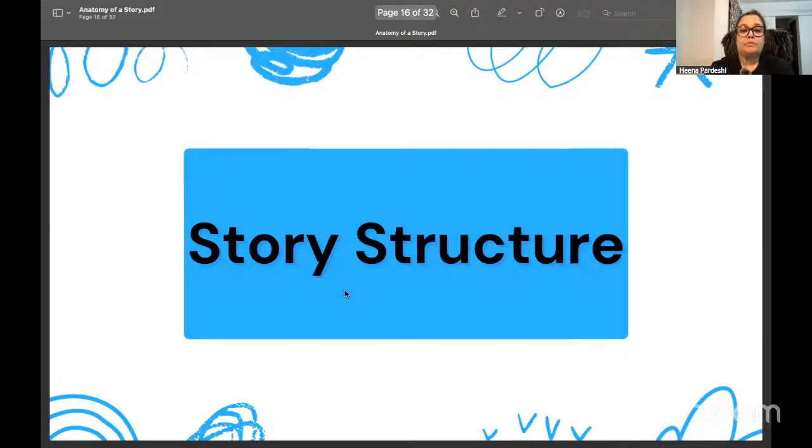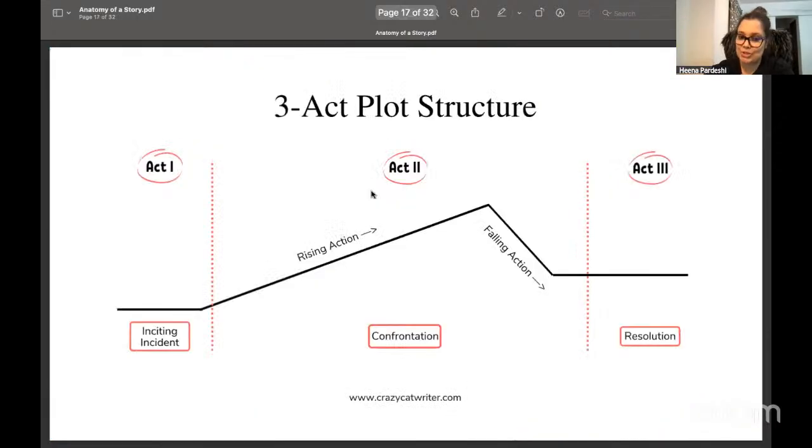Now, let's talk about the classic three-act structure. Aristotle gave it to us 2000 years ago, and we are still using it because it works for both fiction as well as non-fiction. Why does it work? Because it mirrors how we experience life.